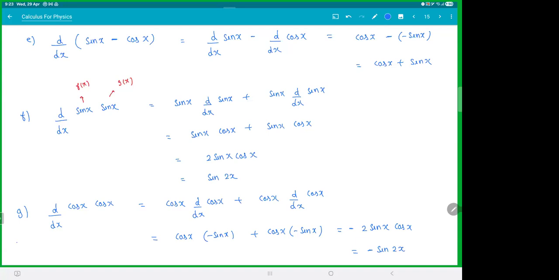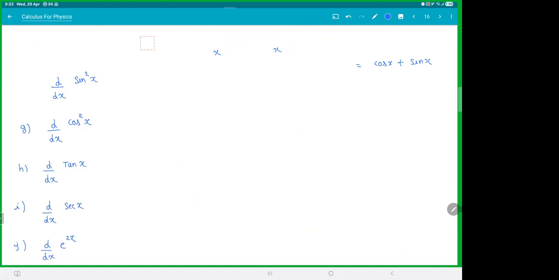Any doubts on f and g? Shrikant, clear with this? Done. Tanmay? Radhika? Clear? Dave? Clear? Ananya? Manav? Clear? Prisha? Clear so far, right? Done.